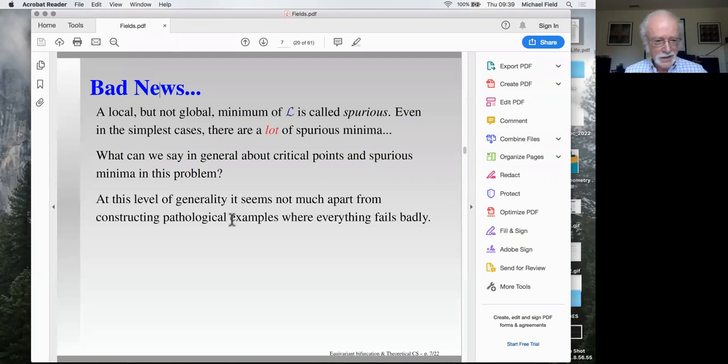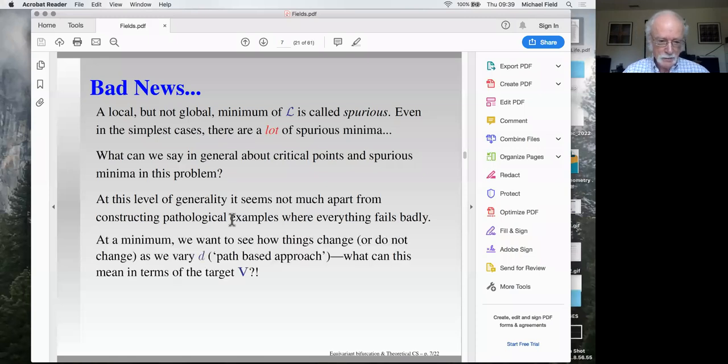Well, the answer is easy here. At this level of generality, it seems very little, apart from constructing pathological examples where everything fails badly. Even if you choose a very nice example for the target, it's still going to appear almost impossible to have formulas, for example, for the critical points, let alone the loss and things like that. This looks pretty hard.